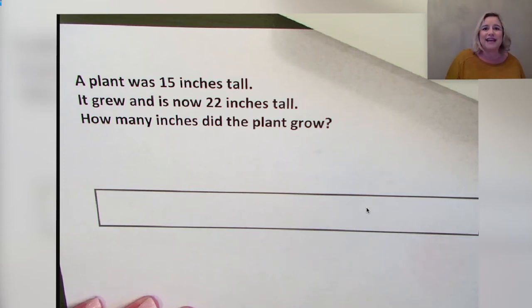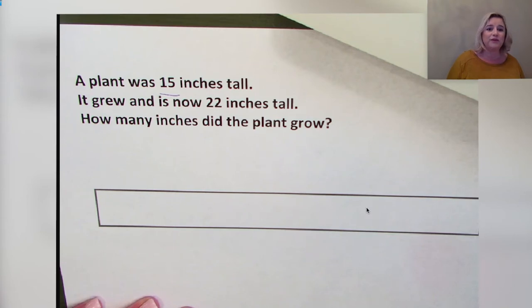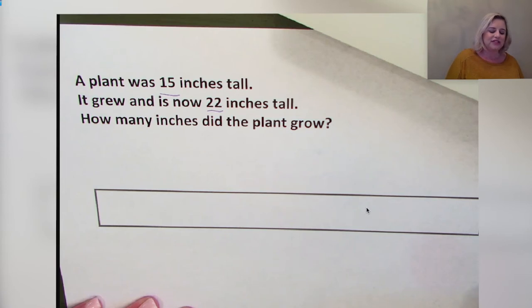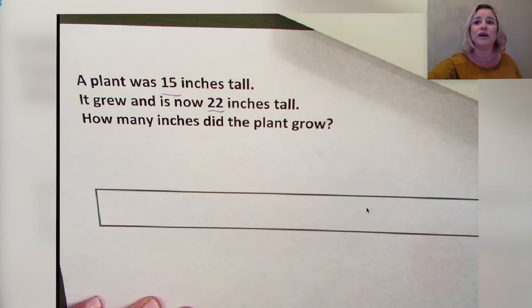So let's go back to the text to make sure we're making sense of our problem. A plant was 15 inches tall. It grew and is now 22 inches tall. How many inches did the plant grow? Okay, so what is it asking us? What is our question? How many inches did the plant grow? Excellent job. Now, let's go ahead and start making our dashes on our ruler so we can figure out how many inches the plant grew.